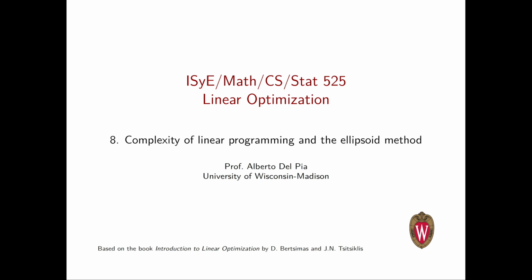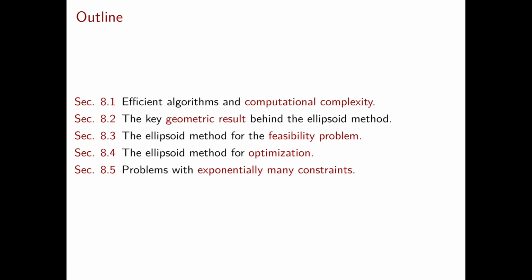In this video, we start chapter 8, where we study the ellipsoid method. Here we have a list of the sections that we're gonna see. First, we go back to the topic of computational complexity, and we will formally define a polynomial time algorithm under the bit model. Next, we're going to introduce the key geometric result behind the ellipsoid method. This will allow us in the next section to fully develop the ellipsoid method.